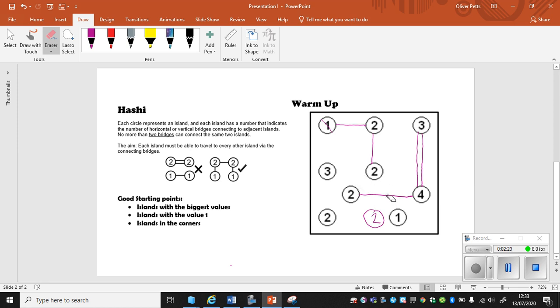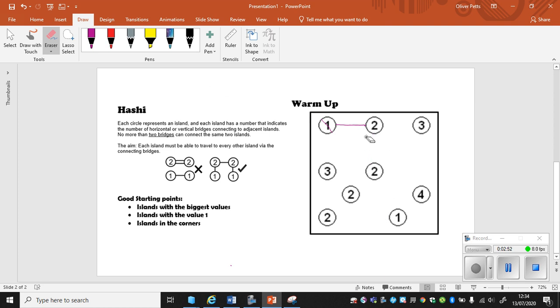What you should find is once all your islands have the right number of bridges, it should be possible to travel from every island to every other island. What I mean by that is, let's say I had this particular setup. Let's get rid of a few of these bridges here. I'll get rid of my new island that I had there.